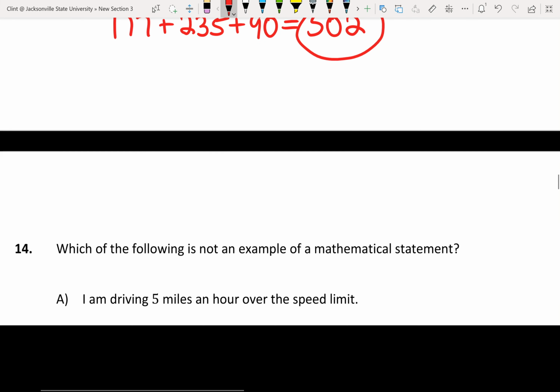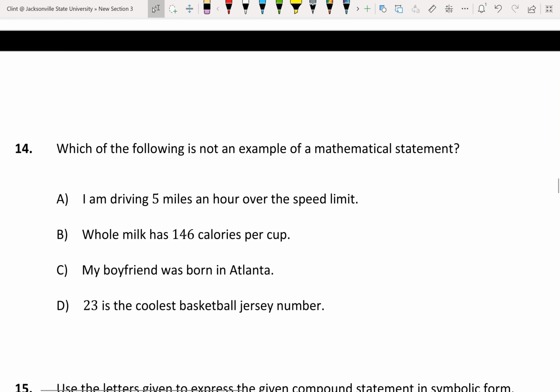What's next? Number 14 asks us about mathematical statements. Remember, a mathematical statement has to be able to be given a truth value. It can't be an opinion. Okay. And it can't be a paradox.